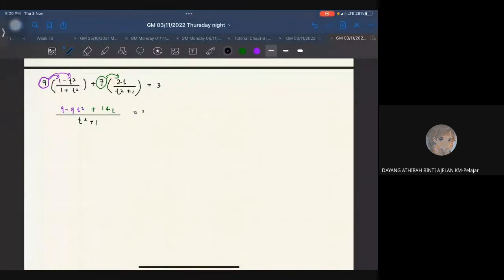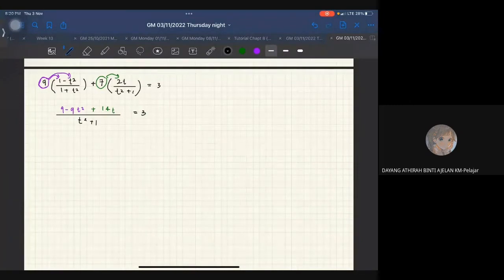equals to 3. Okay, so daripada sini, apa yang awak nak buat? Kita nak cari nilai t. So, what's the next thing that you need to do? So, I believe suara saya jadi lagging lagi sekali. Okay, so apa yang kita nak buat dekat sini? Betul? So, kita nak cari t. That is our aim in this technique of solving trigo equations.